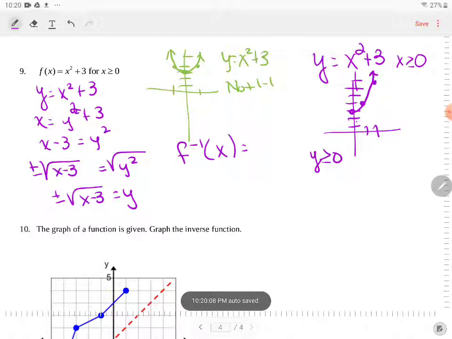Well, since here your domain is y is greater than or equal to 3, it's a positive answer. Then you're going to take the positive value, and that's based on the restricted domain and range here. So f inverse is equal to square root of x minus 3, where x is greater than or equal to 3.